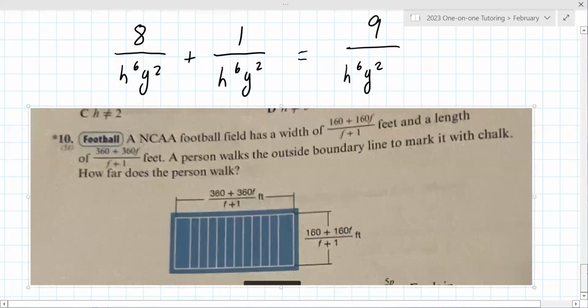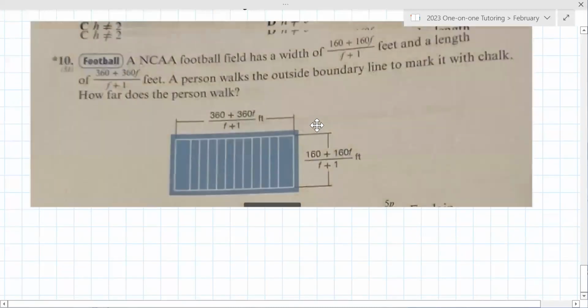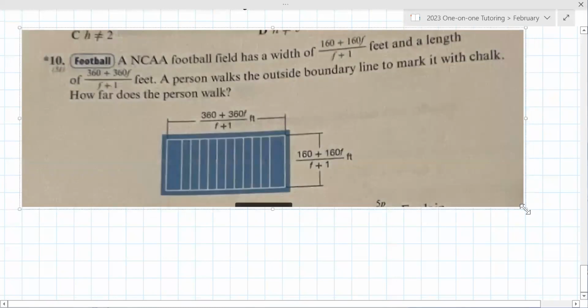Number 10. All right. Are you excited for the Super Bowl? A little bit. Yeah. Cool.